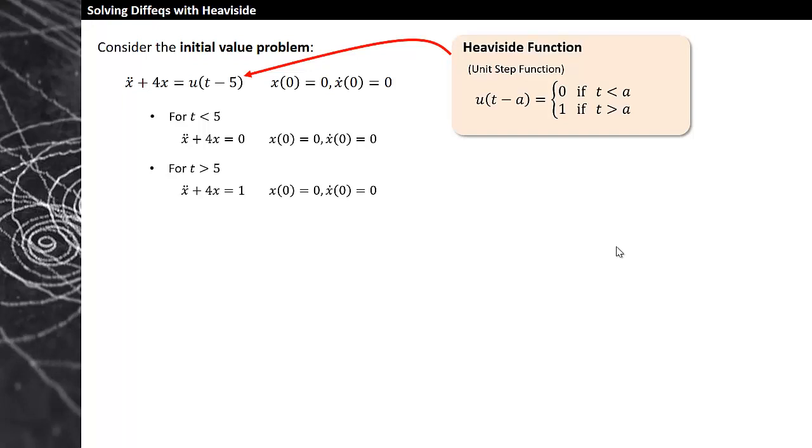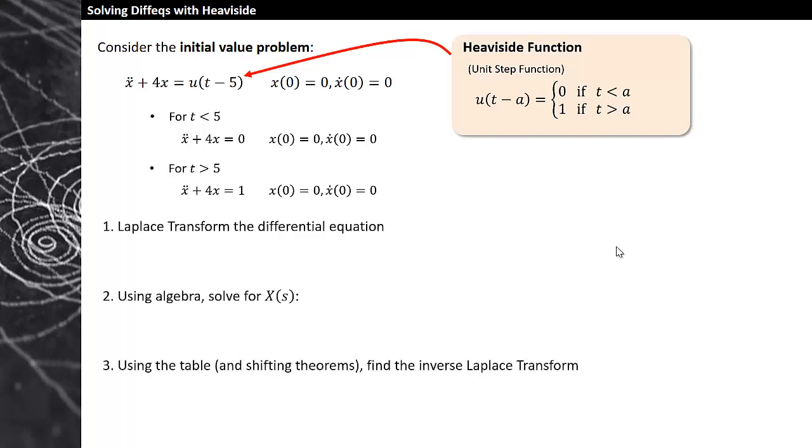So let's remind ourselves, what are our steps for solving a differential equation using the Laplace transform? The first thing we're going to do is Laplace transform the differential equation. Then, using algebra, we're going to solve for the Laplace transformed function, capital X of s. Once we have that solution for capital X of s, we're going to use the inverse Laplace transform table and some shifting theorems. It turns out we're going to need the second shifting theorem here to find the inverse Laplace transform and our solution to the differential equation.